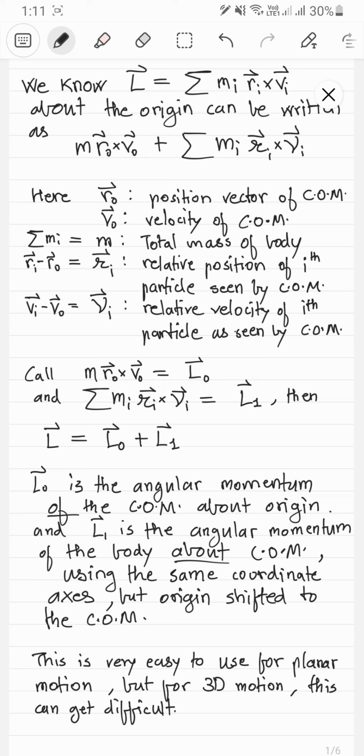Call m r_0 cross v_0 as L_0. It's just nomenclature. I'm defining the L_0 vector as the m r_0 cross v_0 term, and the other term is just the L_1 vector. So you can write it like this. And then I give the physical description of the L_0 vector and the L_1 vector. This is very easy to use for planar motion, but for 3D motion this can get difficult.